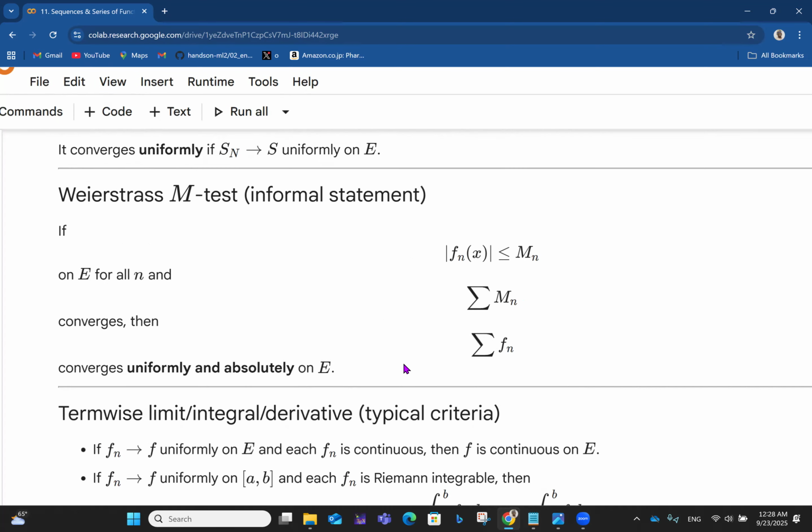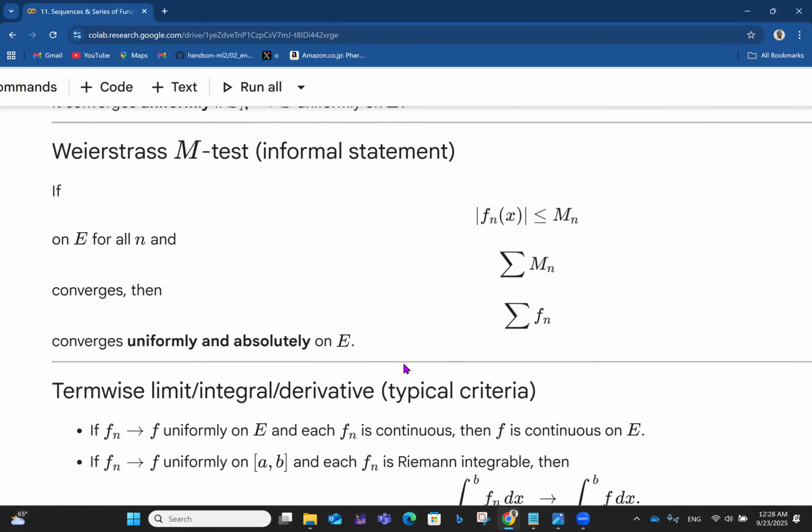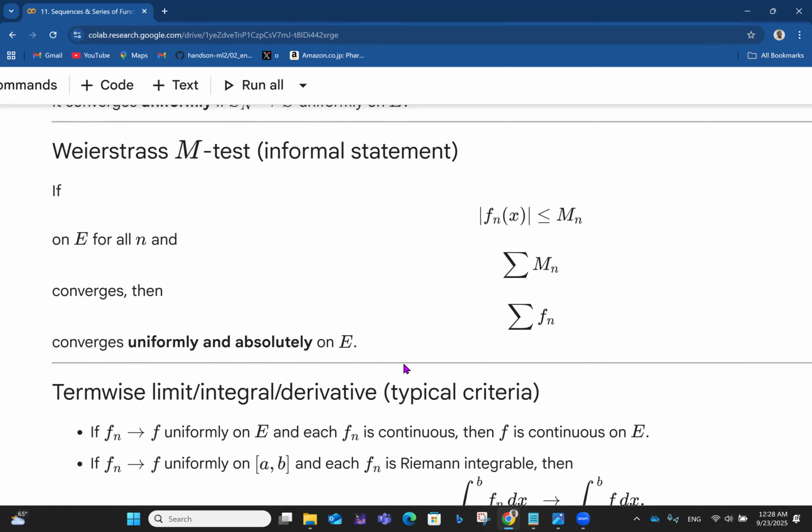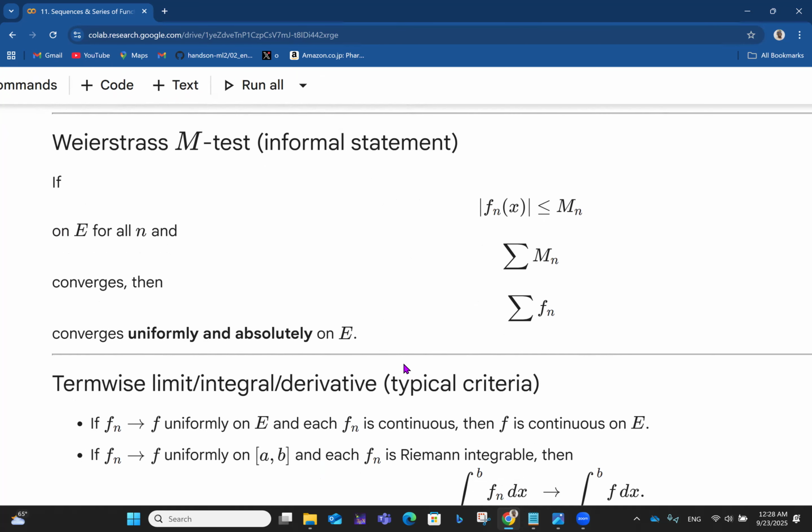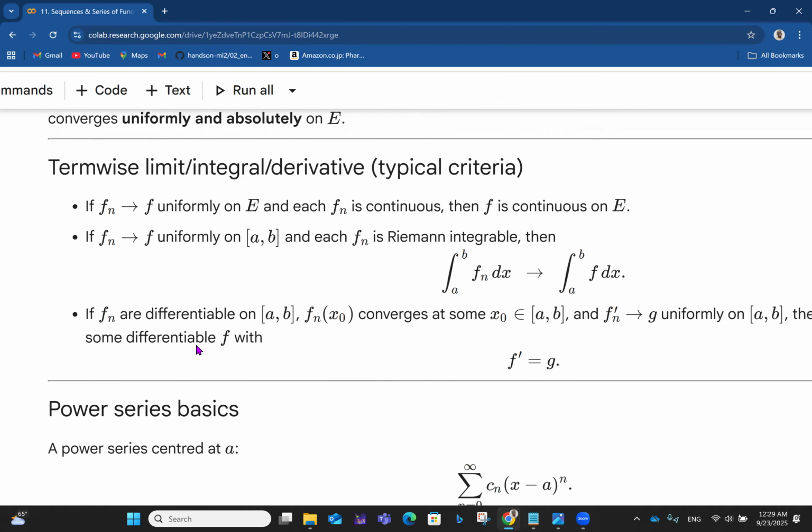Then we have the Weierstrass M-test, and here we have the informal statement. If the absolute value of fn of x is always less than or equal to Mn on E for all n, and the summation of Mn converges, then we say that the summation of fn converges uniformly and absolutely on E.